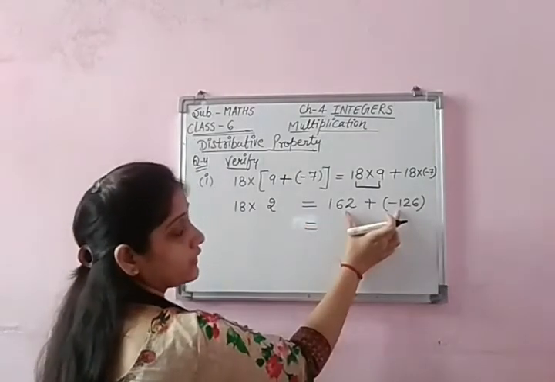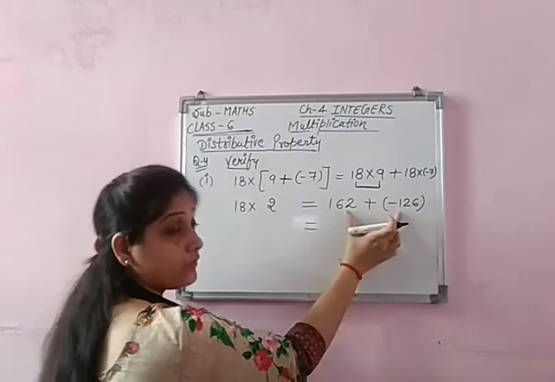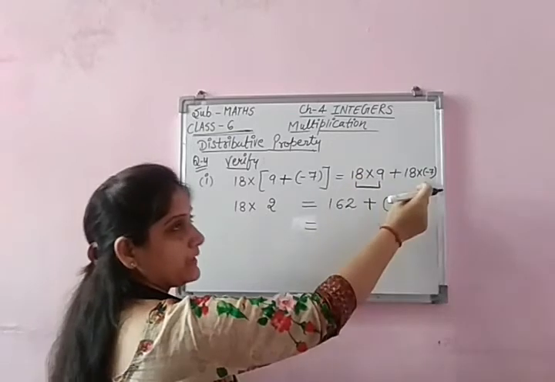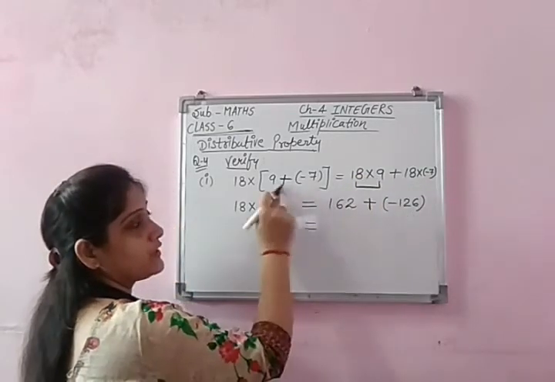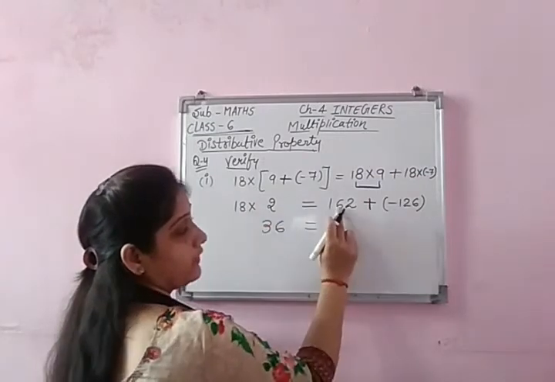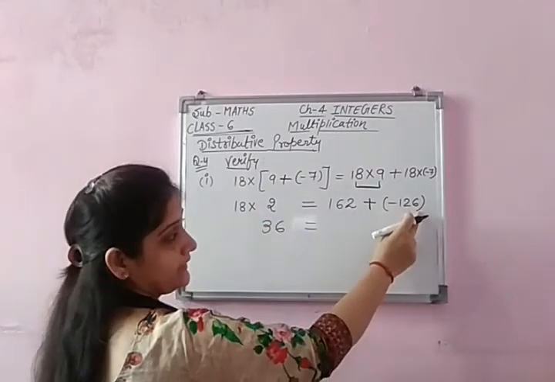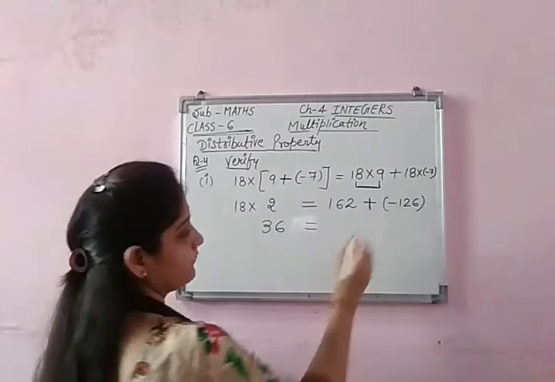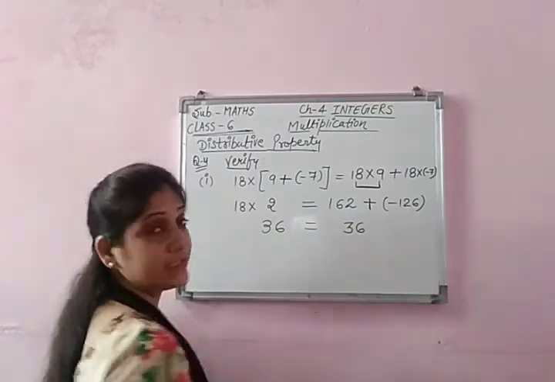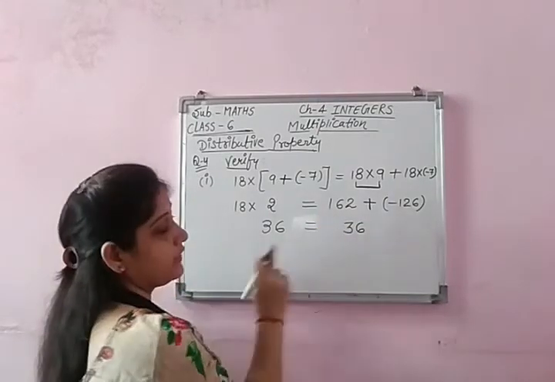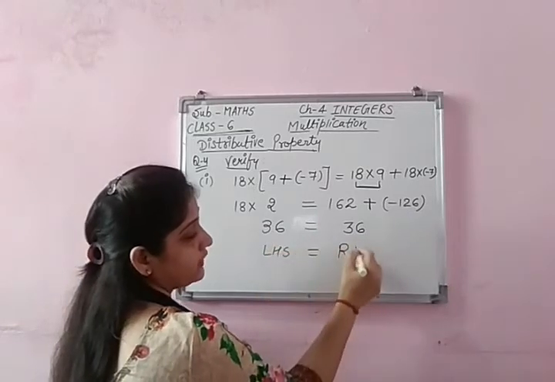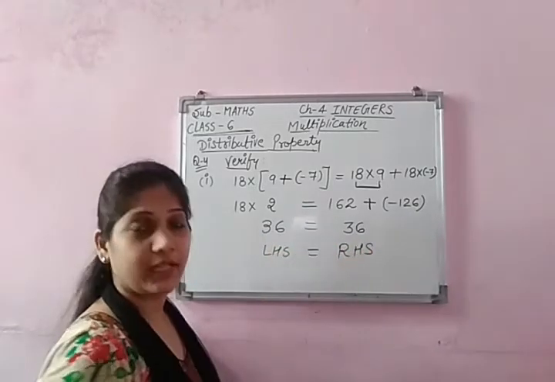Now, how to solve this? Now we have to do addition. In this part, first we multiply, then add. Here first we add and then multiply. So 18 times 2 is 36. And when we subtract 162 minus 126, it will give us 36, positive, because 162 is bigger. So here you can see both the parts are equal. So we can say that LHS, left hand side, is equal to the right hand side.